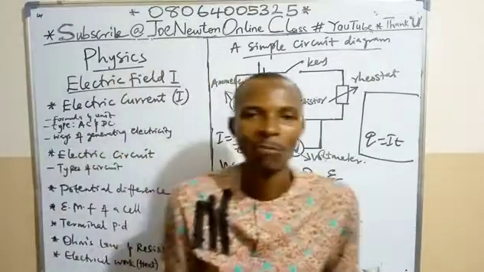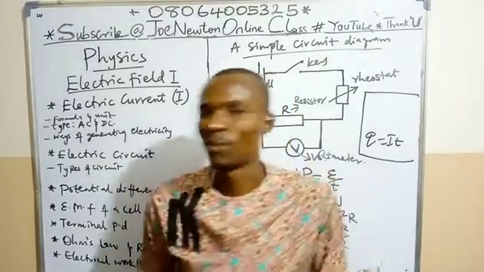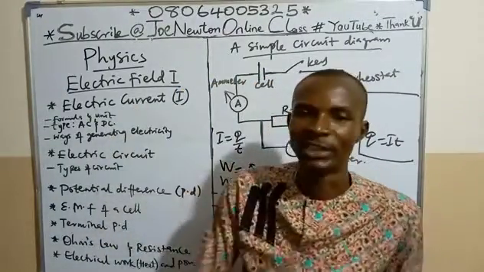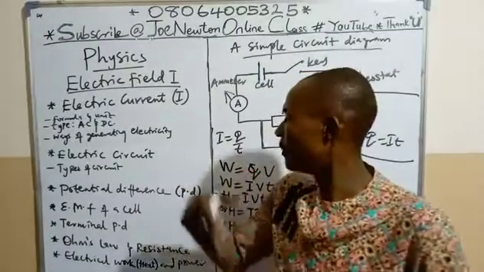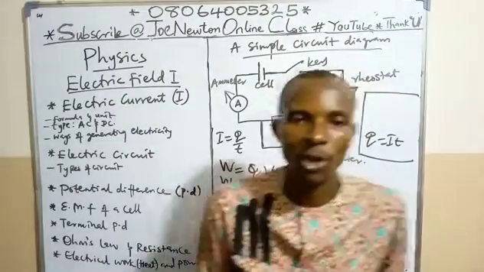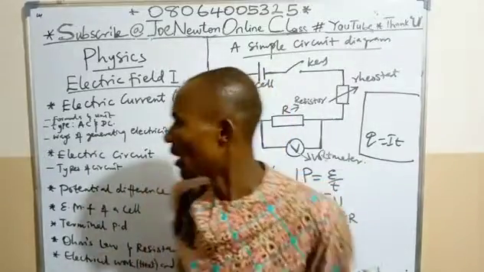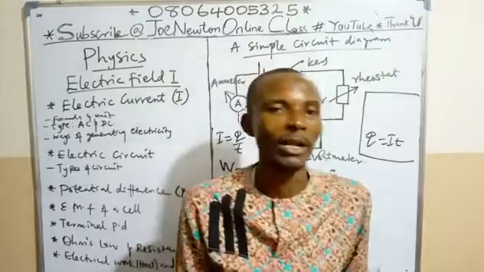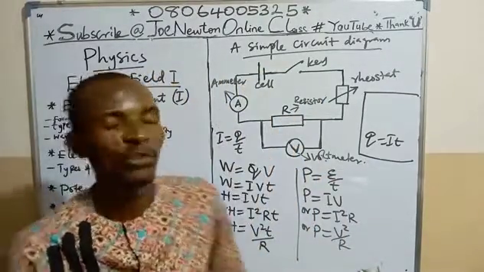So at this point of discussion, I believe you have understood the basic concepts in electricity: electric current, the types of current, ways we can generate electricity, electric circuit, types of circuit, and the potential difference, EMF, terminal PD, Ohm's law that led us to the equations we wrote earlier, then electric power and heat work done in electricity, how to calculate them, the important formulas, and a hint of a simple circuit.